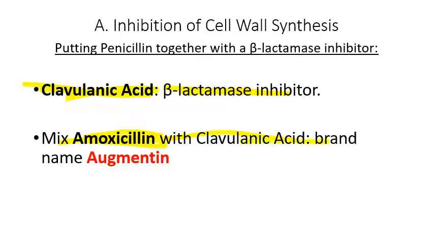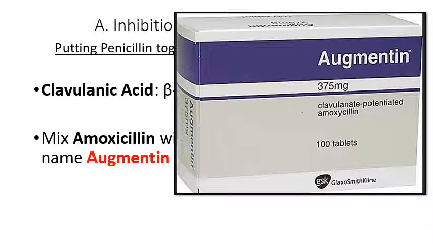Okay, so one of the synthetic penicillins, amoxicillin, which we just learned about, if you mix that with clavulanic acid, it's sold under the brand name Augmentin because you've augmented the effectiveness of the amoxicillin, right? So the brand name Augmentin is a mixture of amoxicillin and clavulanic acid, and that is used to increase the potency by inhibiting the beta-lactamase enzyme. So there it is.